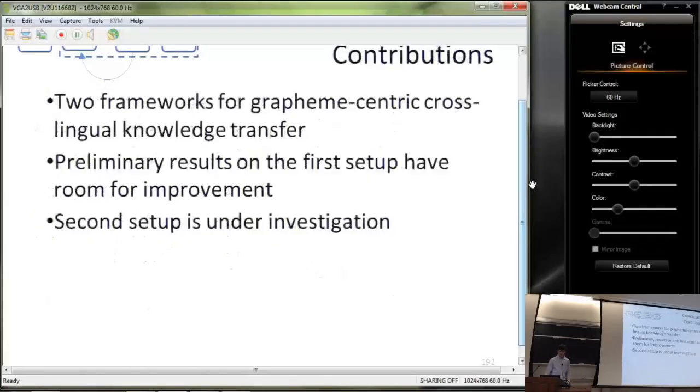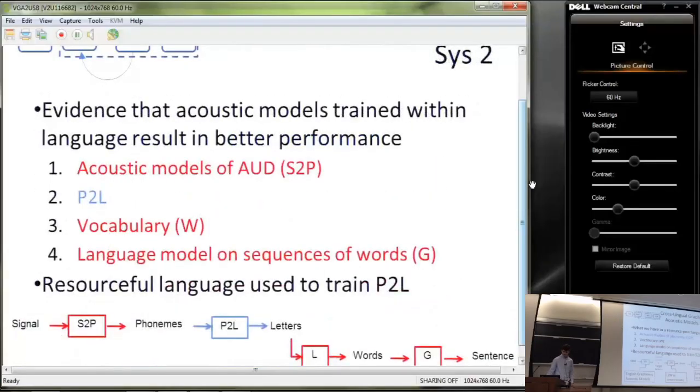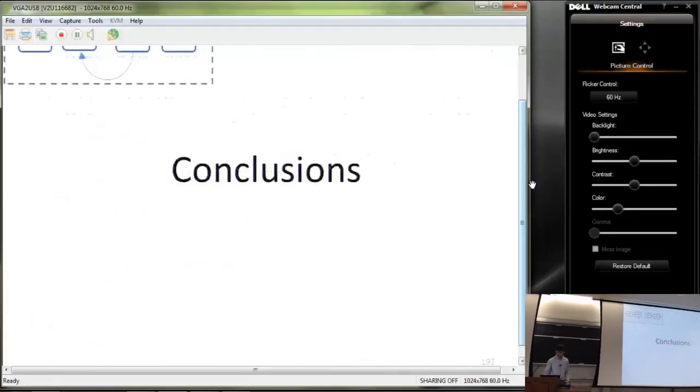And so I've presented two frameworks for this grapheme-centric cross-lingual knowledge transfer with preliminary results on the first, which have some room for improvement, but I think that can be accomplished. And the second setup that I mentioned, this one here, is currently under investigation. And I guess that wraps up my portion, and Lukasz will present conclusions.